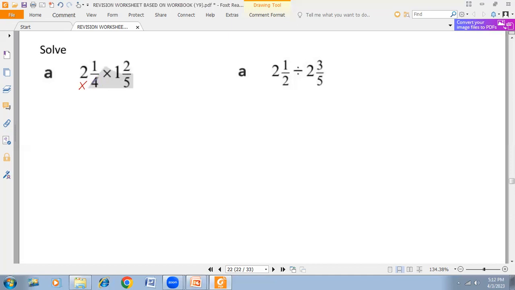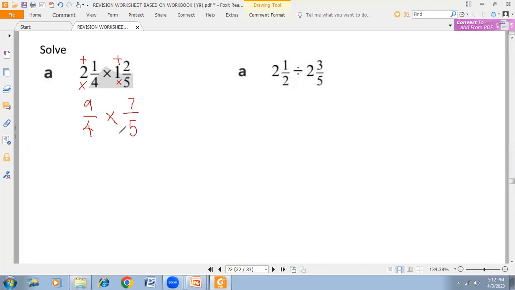So consider 4 times 2 and then we plus 1. Okay, so 4 times 2 is 8, 8 plus 1 is 9, so 9 over 4, times, let's convert this now, times plus, so it's going to be 5 times 1 is 5, plus 2 is 7, 7 over 5.